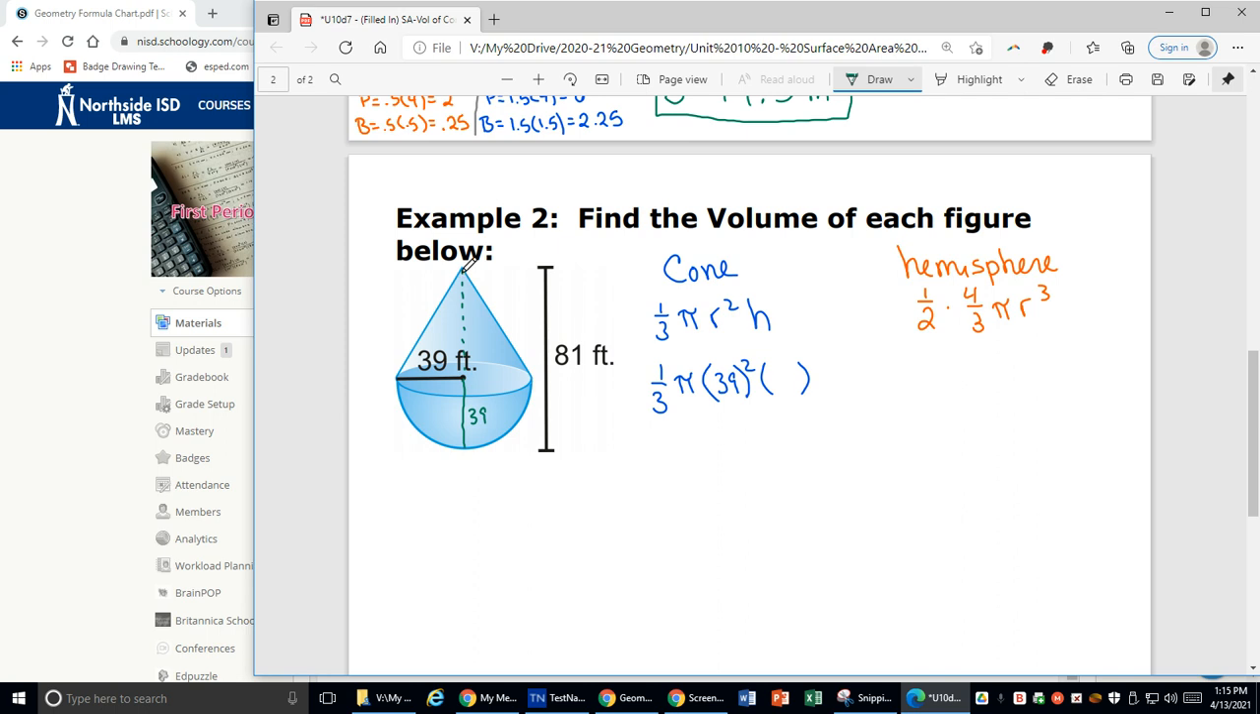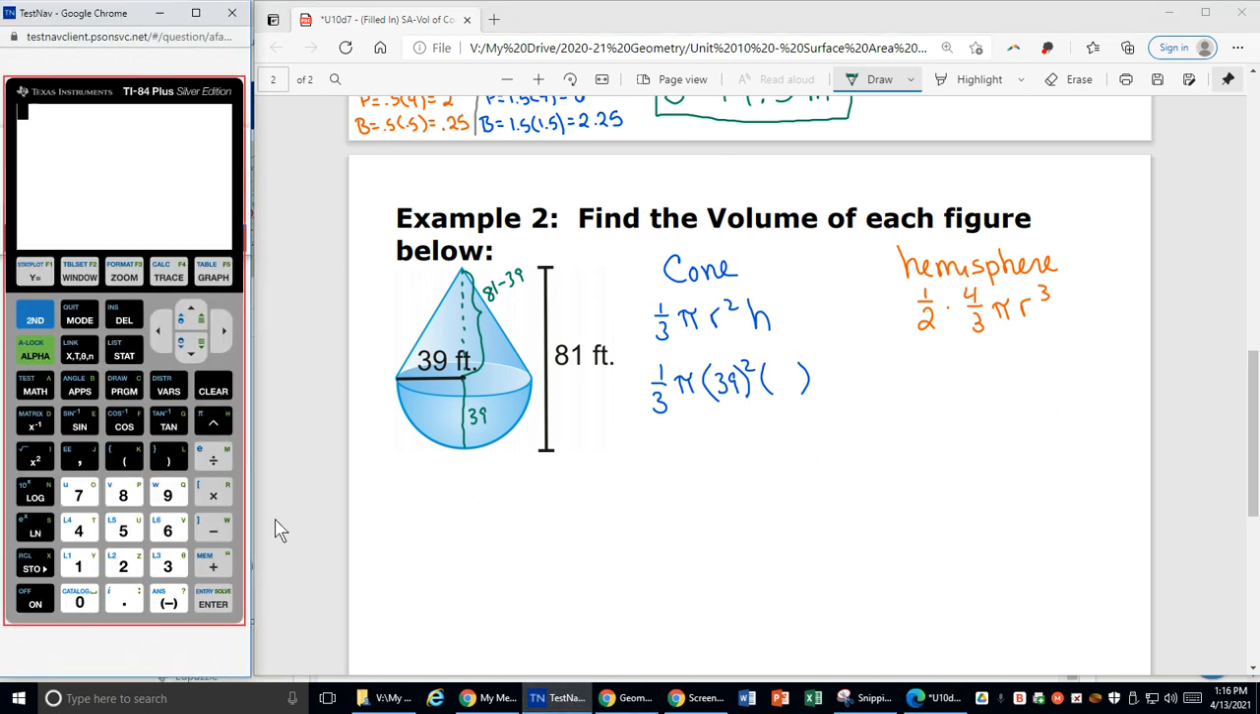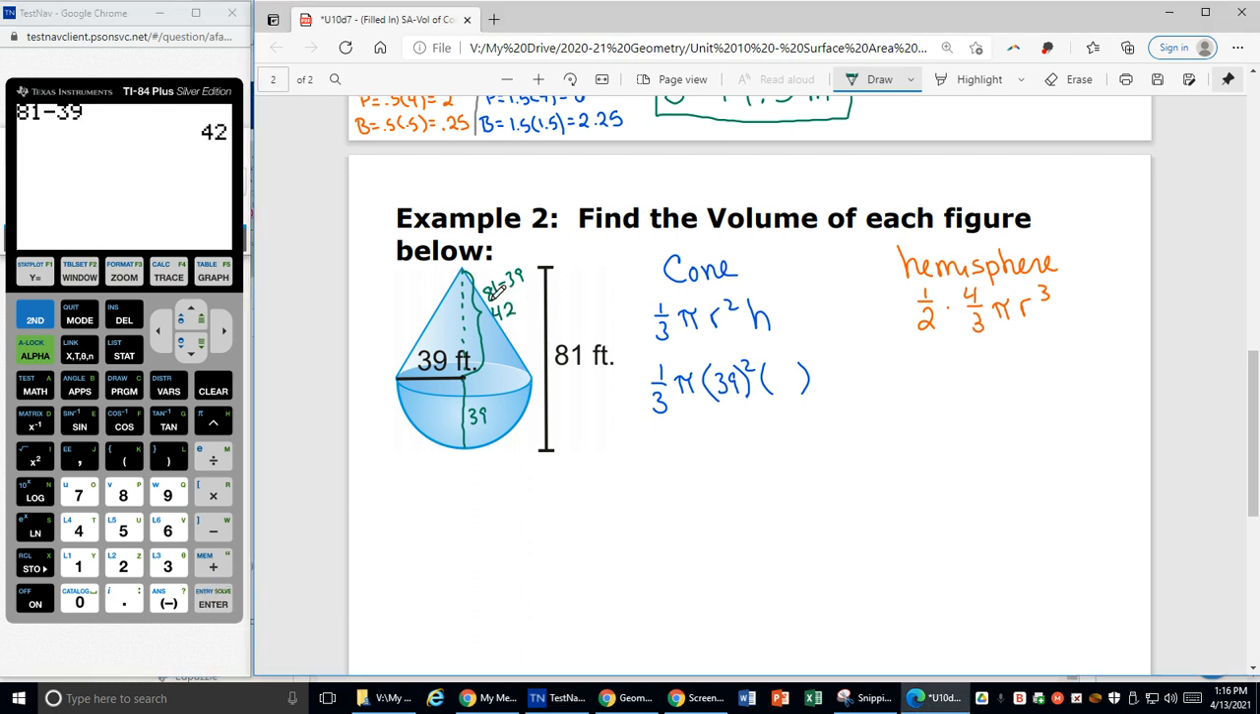So then when I want to figure out what this top portion is, I know together these make 81. So I'm going to do 81 minus 39 to figure out what this height is. So I'm going to grab my calculator. 81 minus 39 is 42. So I know the height here is 42. Okay, so that way my 42 and my 39 make the height of the whole composite figure 81 feet.